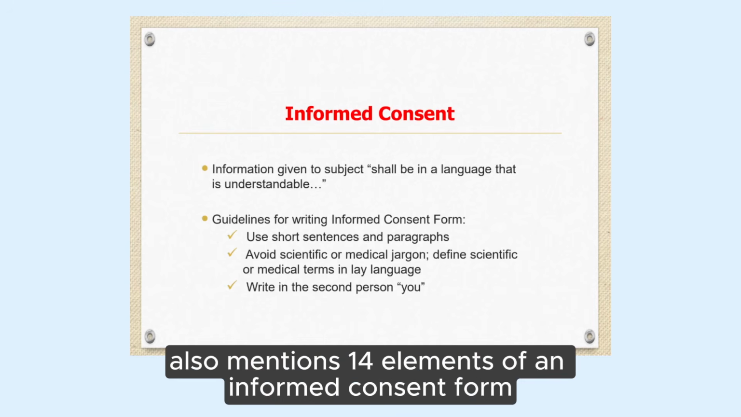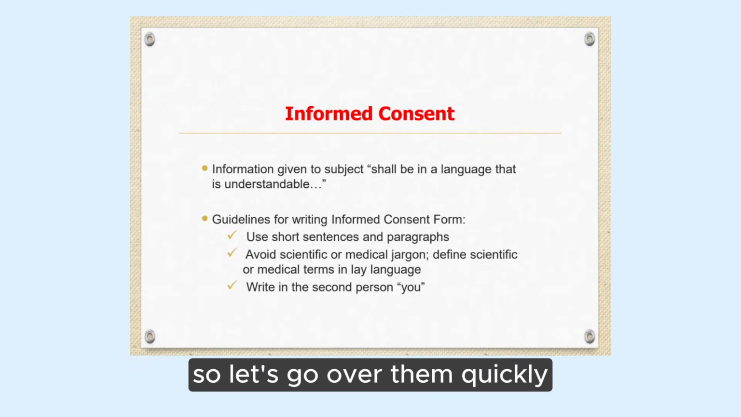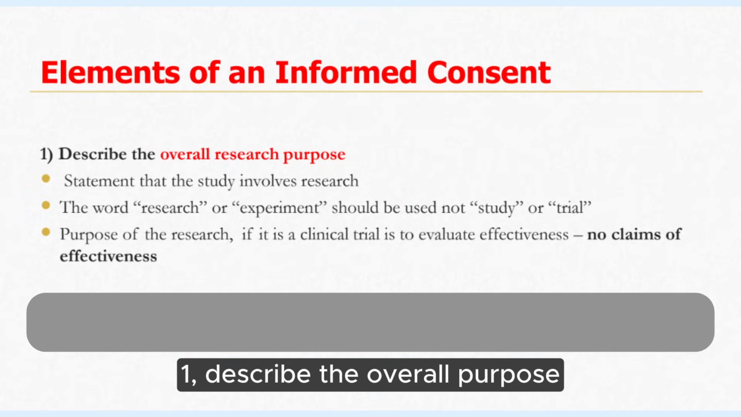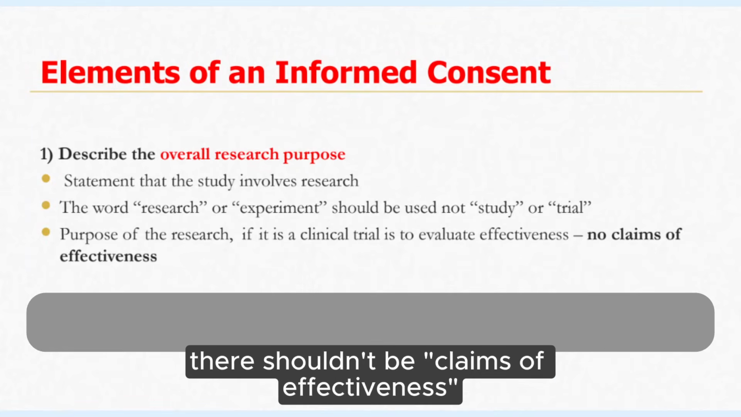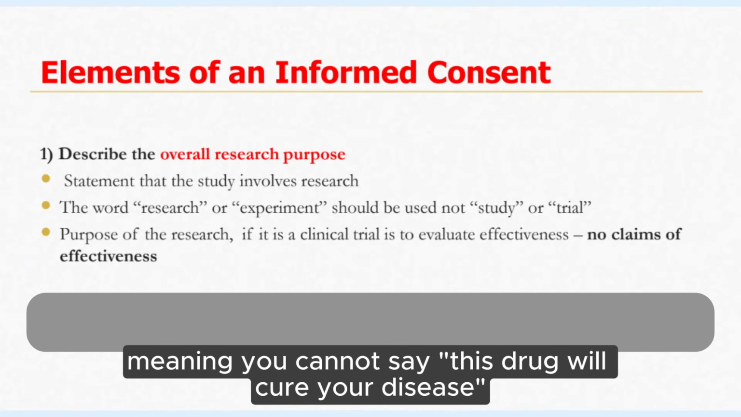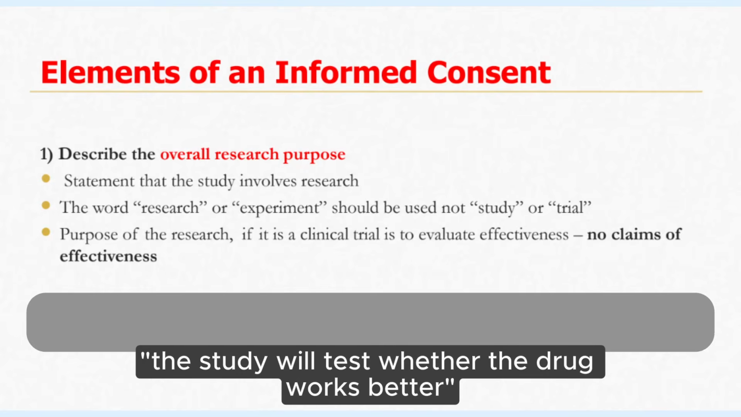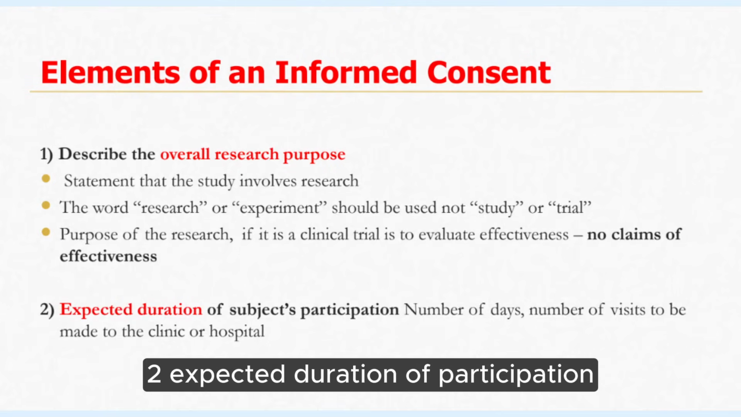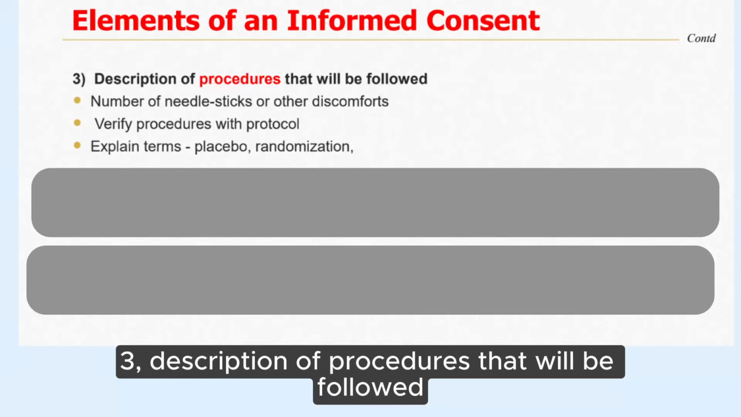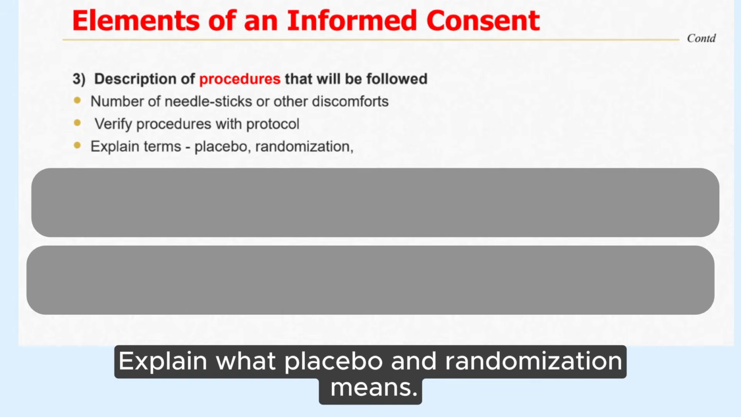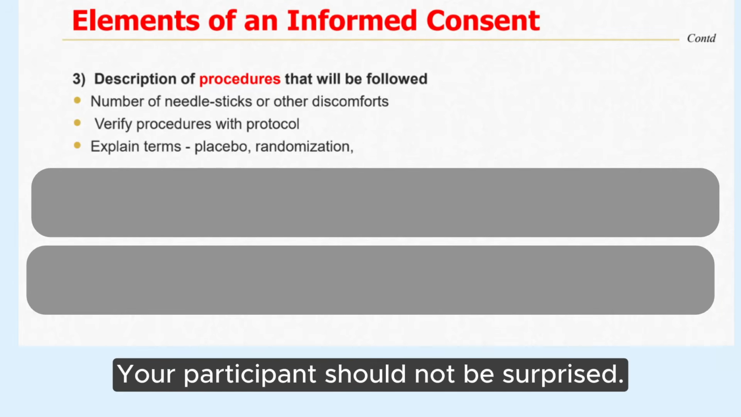The lecture also mentions 14 elements of an informed consent form, so let's go over them quickly. 1. Describe the overall purpose. There shouldn't be claims of effectiveness, meaning you cannot say, this drug will cure your disease. Instead, you say, the study will test whether the drug works better. 2. Expected duration of participation. 3. Description of procedures that will be followed. Explain what placebo and randomization means. Your participant should not be surprised.